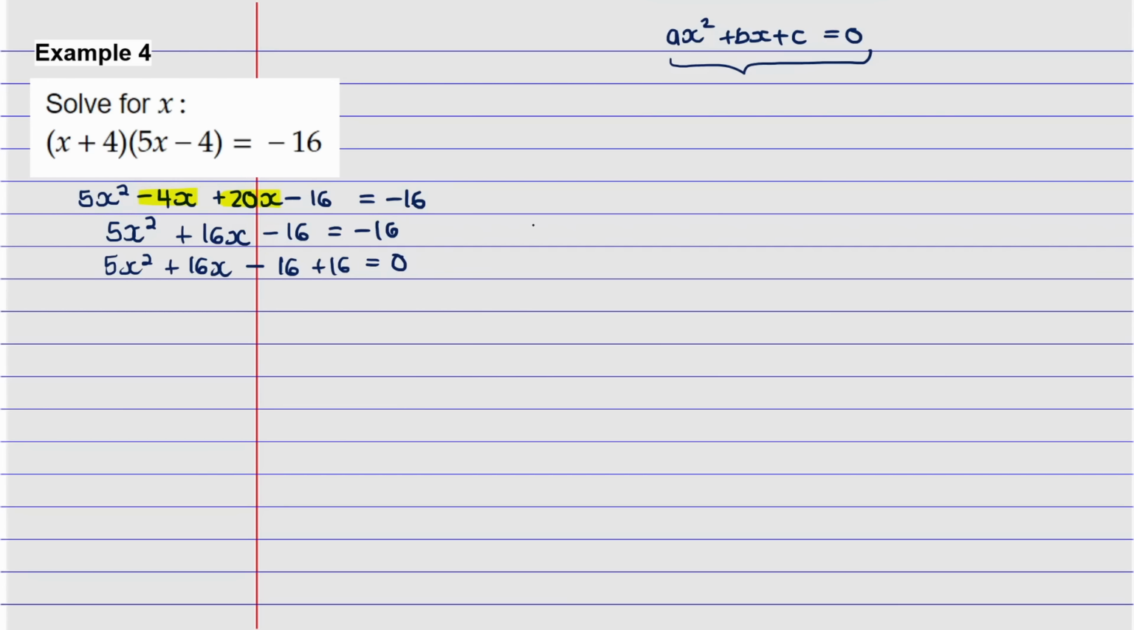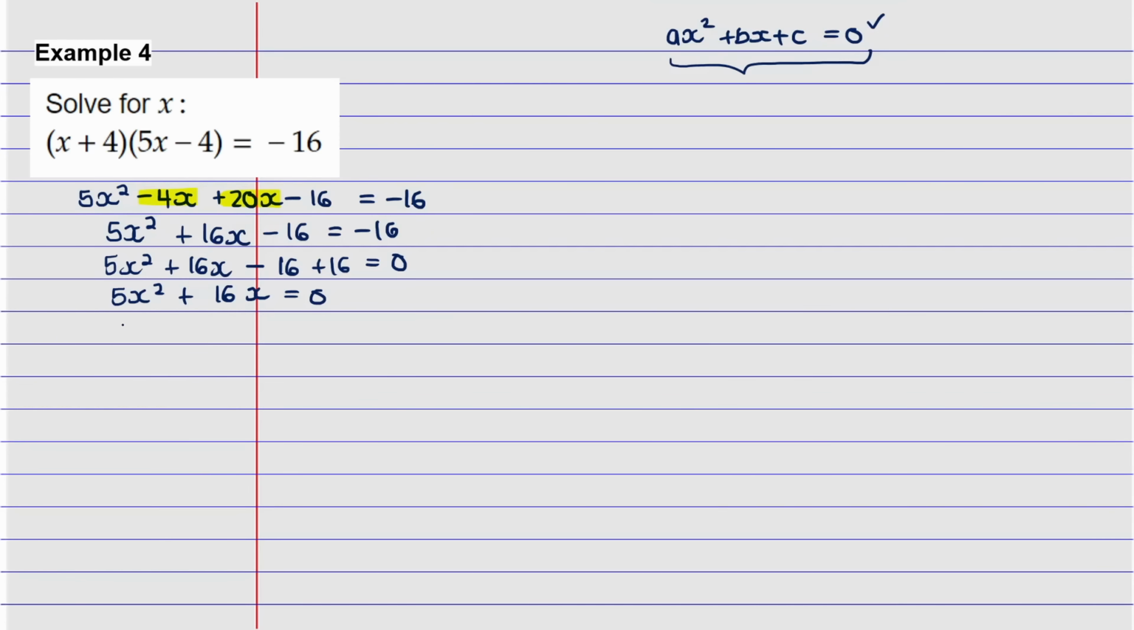So now let's group like terms. We know that's going to be 5x squared plus 16x. And negative 16 plus 16 is going to give us 0. So this is basically equal to 0. Do you see that this simplified version is exactly like this? So that's great, right? So now we look at our simplified version and check. Yes, we can factorize by taking x as a common factor. So that's what we're going to do.